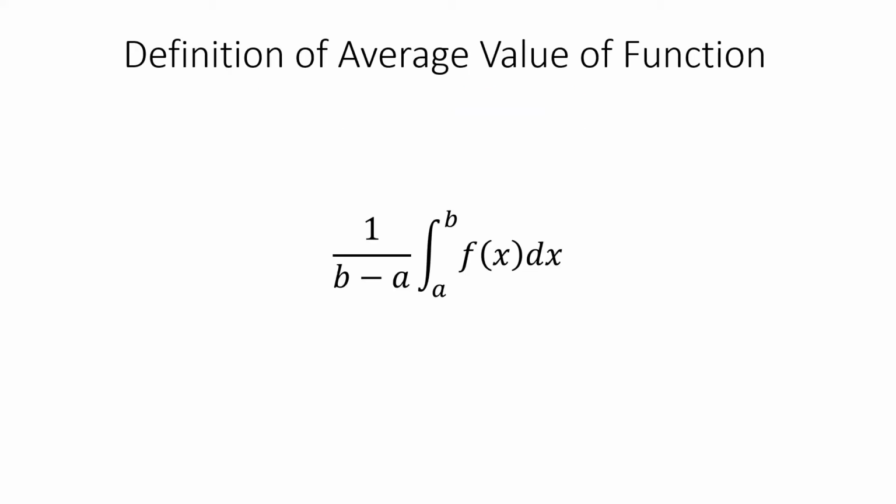Shown on screen right now is the definition of the average value of a function, or the formula to find the average value of a function. To be specific, that is 1 over b minus a times the integral from a to b of f of x dx. First, we're going to go over how to derive this, and then we're going to go over some examples on how to use it.